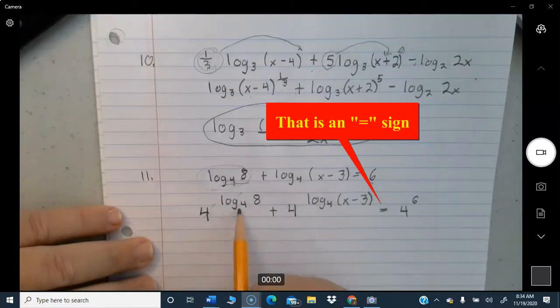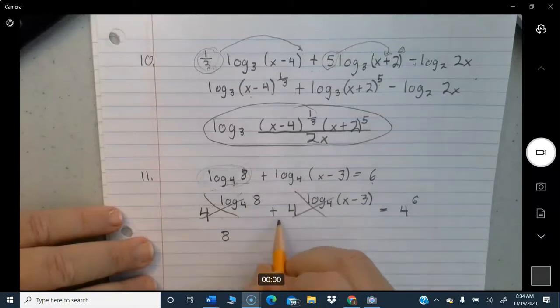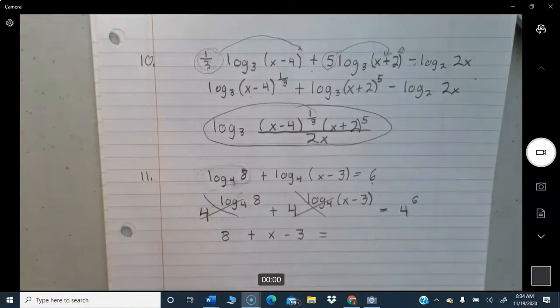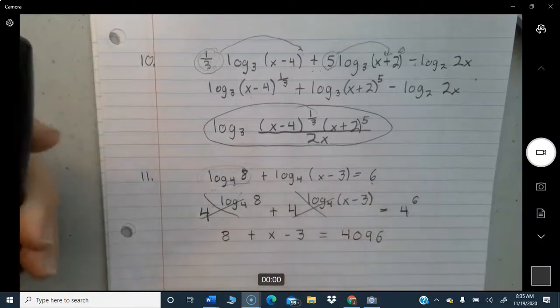So 4 to the log 4 cancels these out. It's an inverse. So that brings out an 8. Again, 4 raised to the log 4 is an inverse. It cancels that out. So this becomes 8, there's a plus sign there, plus x minus 3. And 4 to the 6th power, unfortunately, is going to give us a pretty big number here. The one in the example won't give you a number that's quite that big. So I'm just going to do it. So don't worry, you won't end up with a number this big. It's 4,096. It's not crazy big. It's just big. Okay? All right.